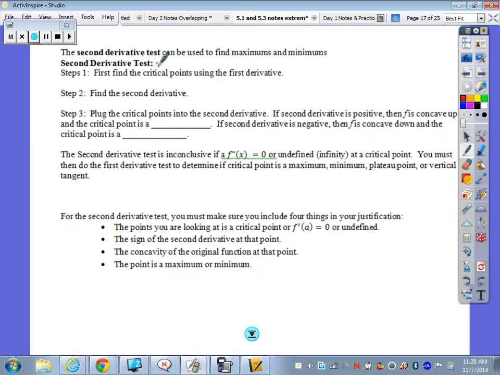So the second derivative test can be used to find maxes and mins. These are the steps for it. You find the critical points using the first derivative. You find the second derivative. You plug the critical points into the second derivative.